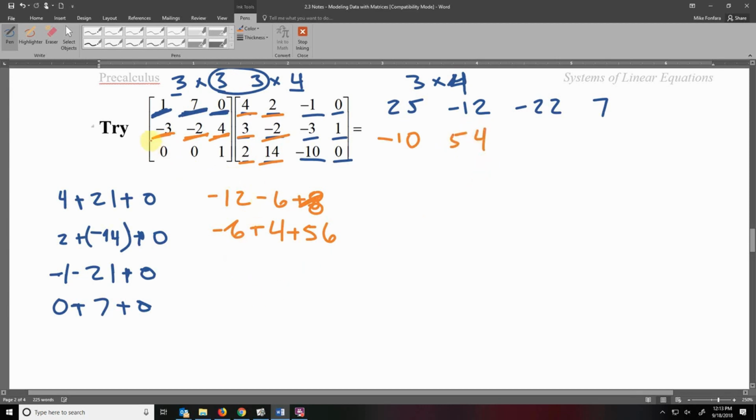And then, second row by the third column. Negative 3 times negative 1 is 3. Negative 2 times negative 3 is 6. And 4 times negative 10 is negative 40. Okay? So when I combine those, I get negative 31. And then second row by the last column. Negative 3 times 0. Negative 2 times 1. And 4 times 0. For a total of negative 2.